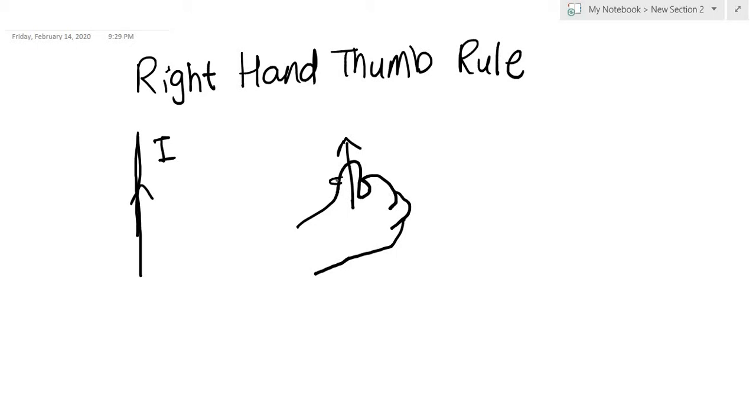are curled in the direction of the magnetic field. So basically, you can pause the video and do this if you want. Your thumb should be pointing upwards, and then curl your fingers around your thumb. So that's the direction of the magnetic field. So the magnetic field is going around like that.